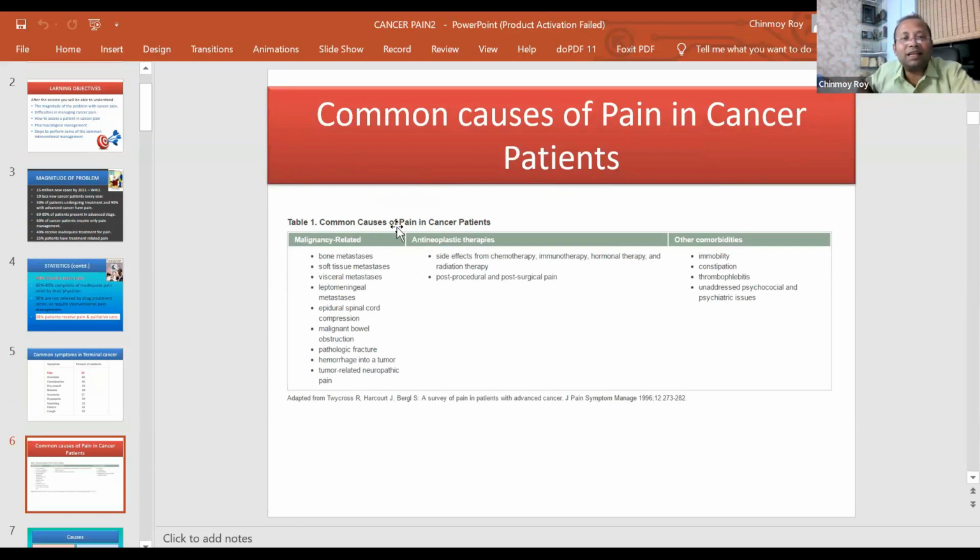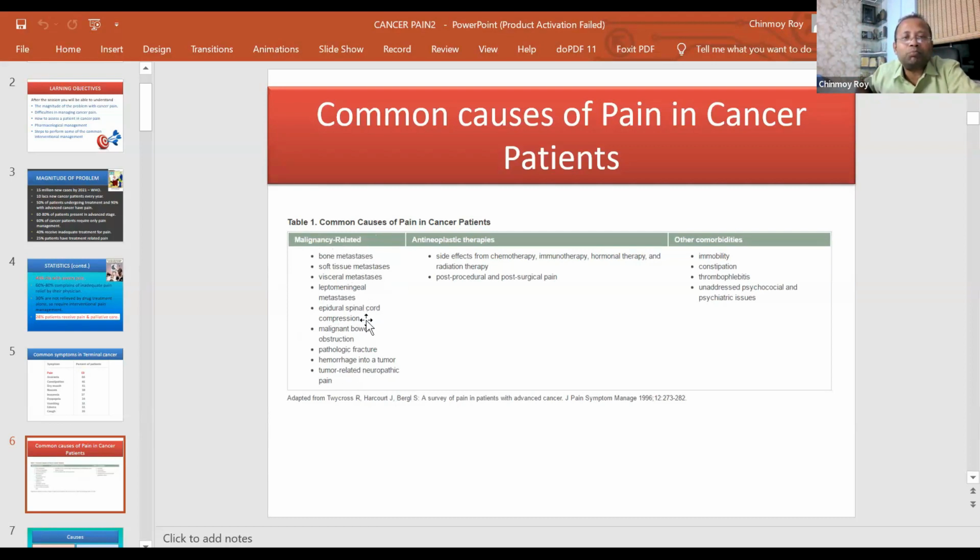So first thing is malignancy related. It can be a bony metastasis. Bony metastasis pain is a different pain. It is typically a localized pain from one site, a severe localized pain. Then soft tissue metastasis is also possible, and visceral metastasis. Metastasis pain is one type of pain, and if the metastasis is in the brain, the patient becomes disoriented. So if you suddenly see a patient becomes disoriented, always think that there may be a brain metastasis.